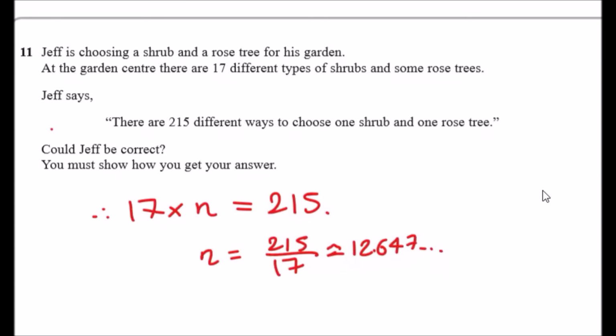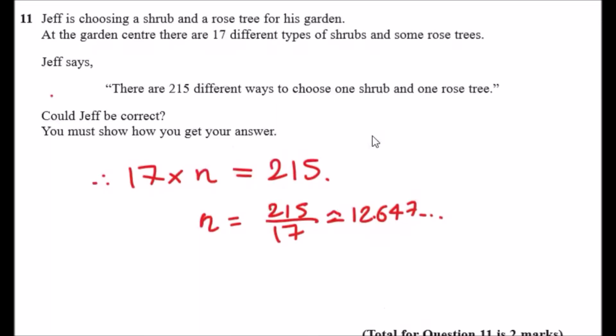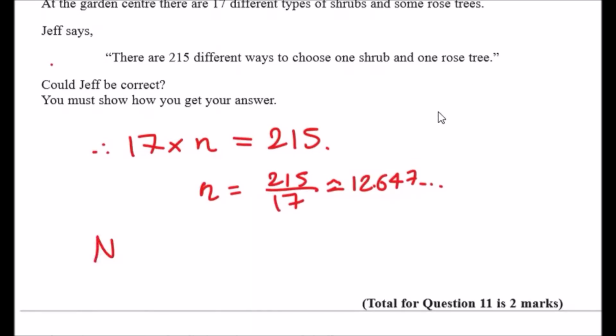12.647 dot dot dot. Now this doesn't make sense because the number of plants he needs to buy would either be 12 or 13. You cannot buy 12.647 plants because it doesn't make sense. So could Jeff be correct? No. He probably made a mistake.